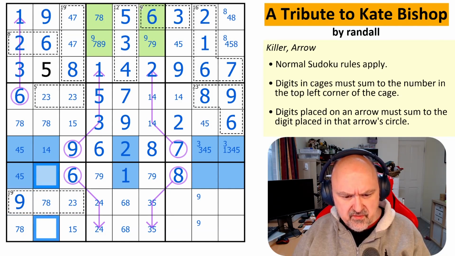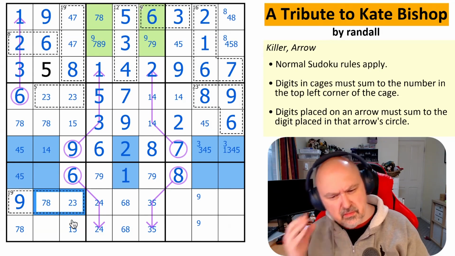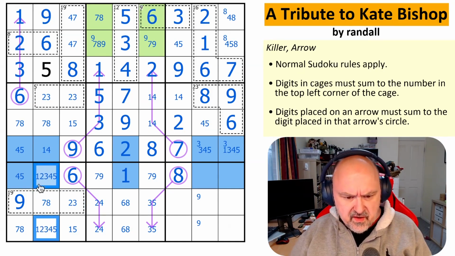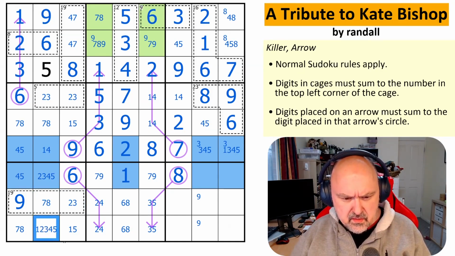So these are 1, 2, 3, 4, 5. So this is 2, 3, 4, 5. This is 1, 2, 3, 4, 5. 1, 2, 3, 4. So these are 1, 2, 3, 4, 5. That is not a 1. That looks like it can be any of them.